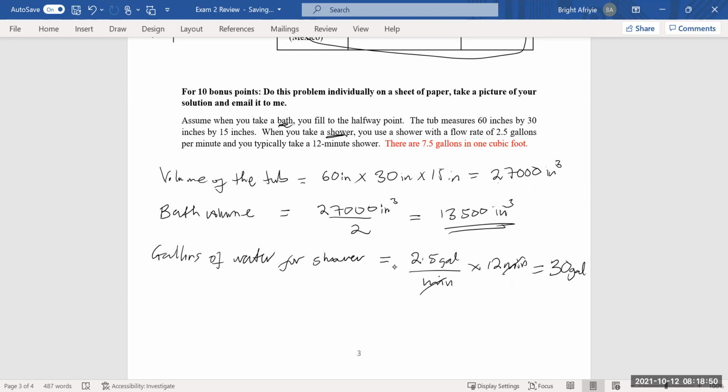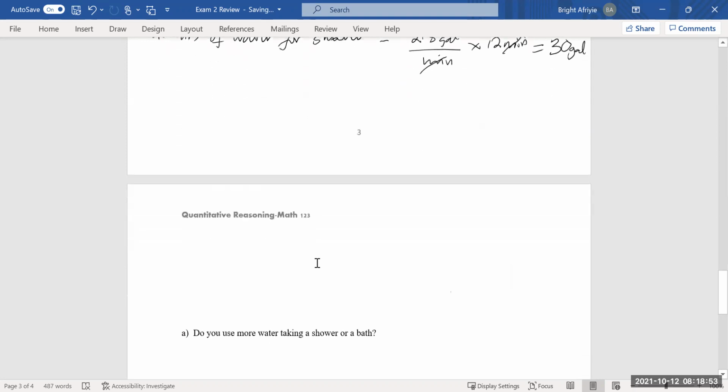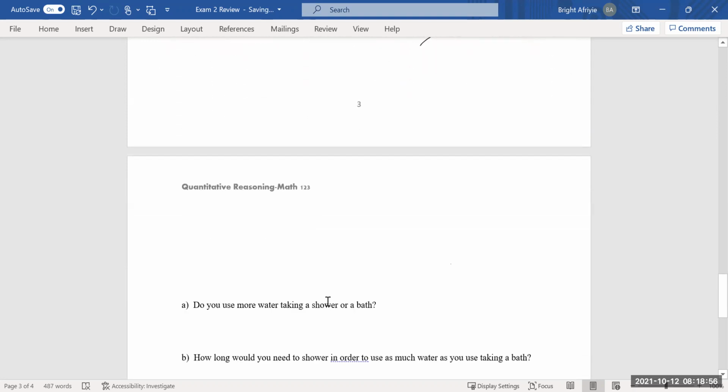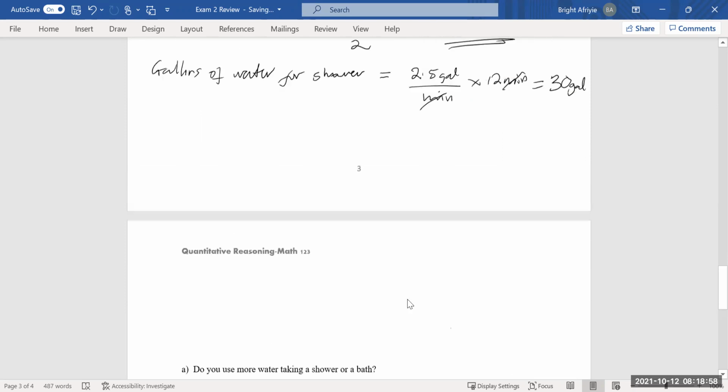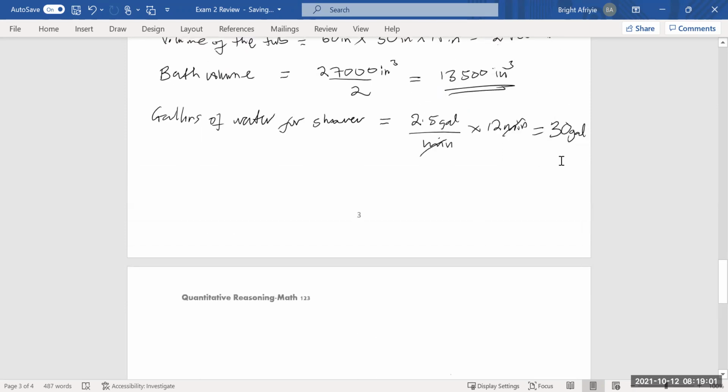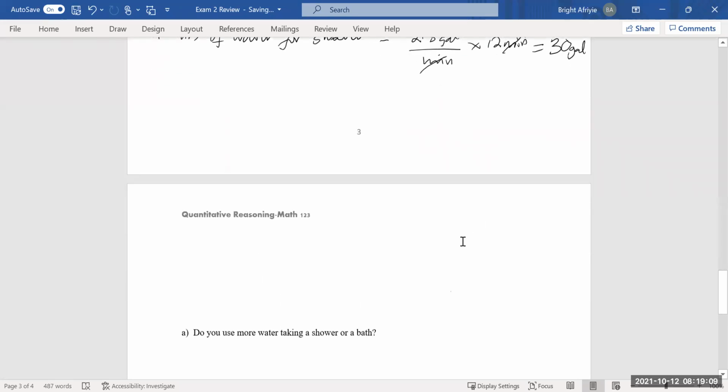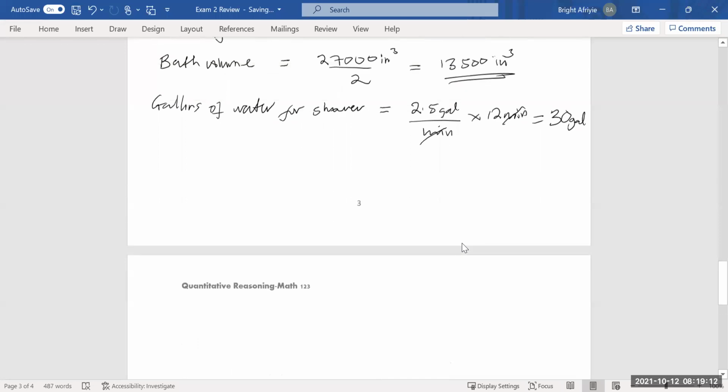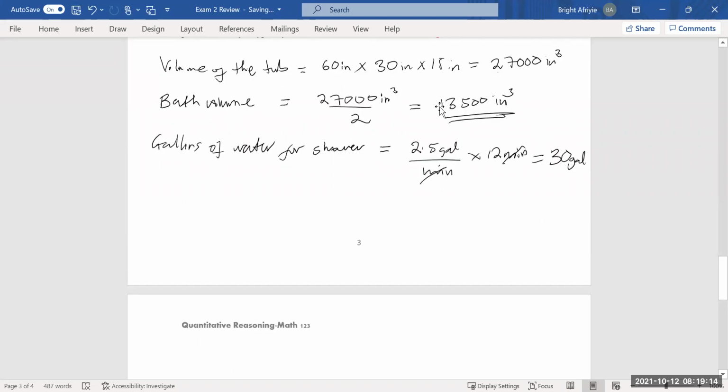Is that okay? Now, why are we doing this? We are doing this because the first question says, do you use more water taking a shower or a bath? So we know the number of gallons we are using for the shower. Now, to make a decisive decision as to whether we use more water for shower or for bath, we need to find the number of gallons of water we use for the bath, right? But we have this in cubic inches, so we need to change these 13,500 cubic inches into gallons. Is that okay?